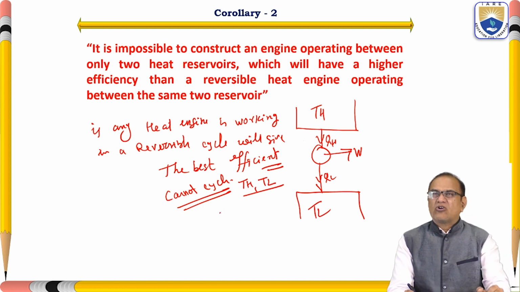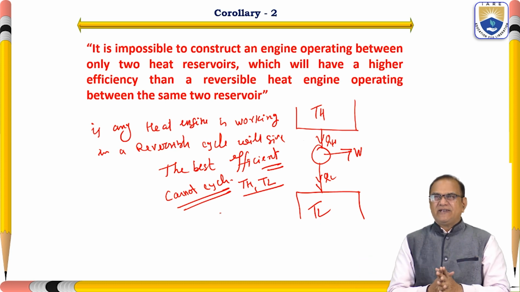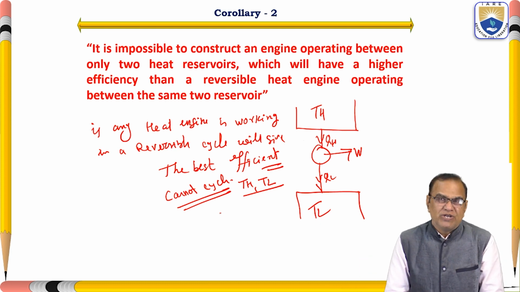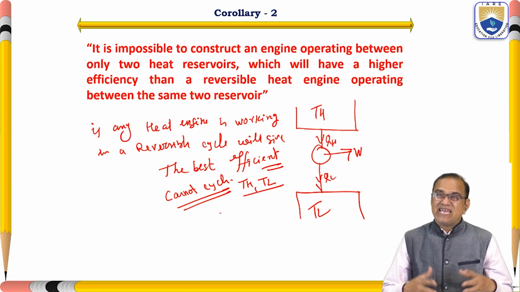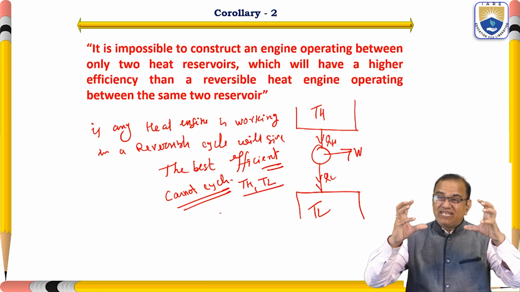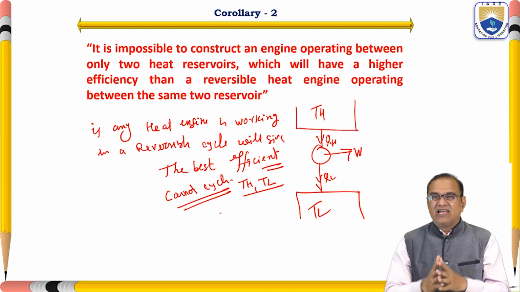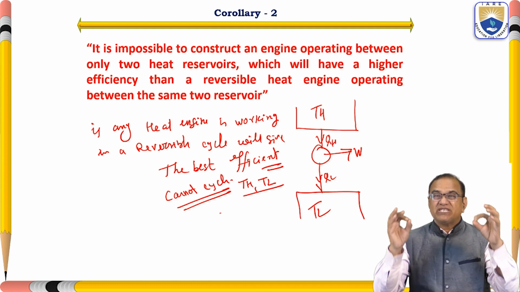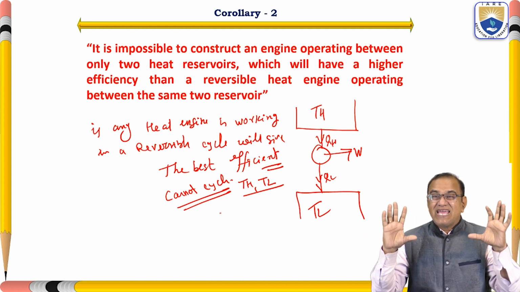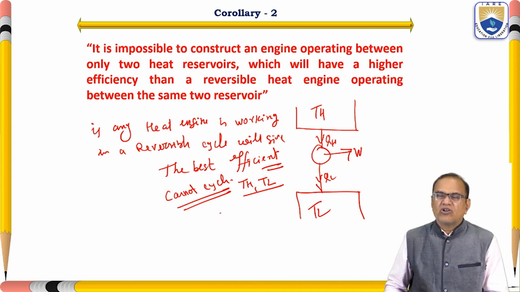That is corollary 2: it is impossible to construct an engine operating between only two heat reservoirs which will have a higher efficiency than a reversible heat engine operating between the same two reservoirs. So within a given temperature range, high and low, TH and TL, the reversible cycle will give the best efficiency. You cannot make any engine better than that. So that is the objective of corollary 2.